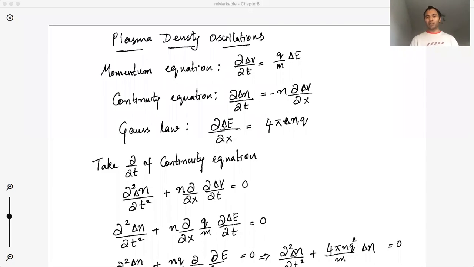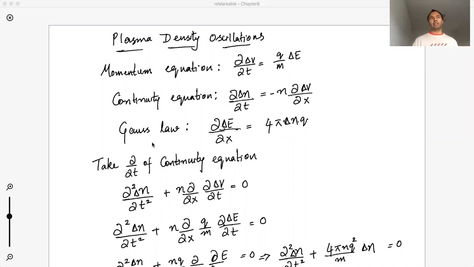The momentum equation, being acceleration, is given by just the Lorentz force, right? The electric part of the Lorentz force. Again, the continuity equation is just fluid continuity, right? And then I'm going to take Gauss's law, okay? Because I'm not really interested in solving for E here. I'm not really solving for the electromagnetic waves. I really want to know what's happening to the density oscillations, okay?